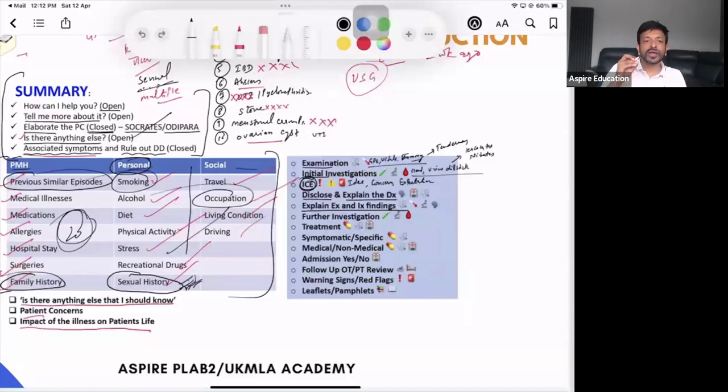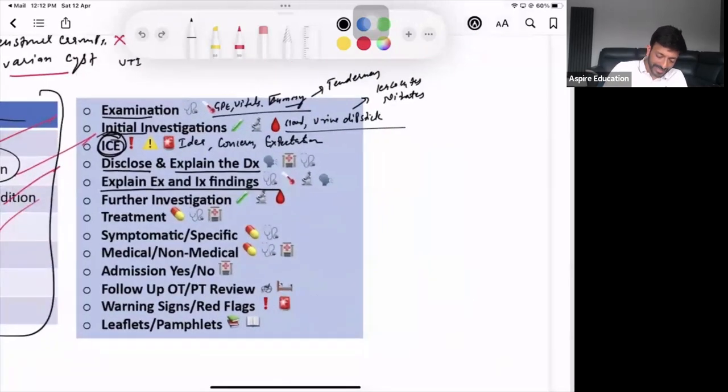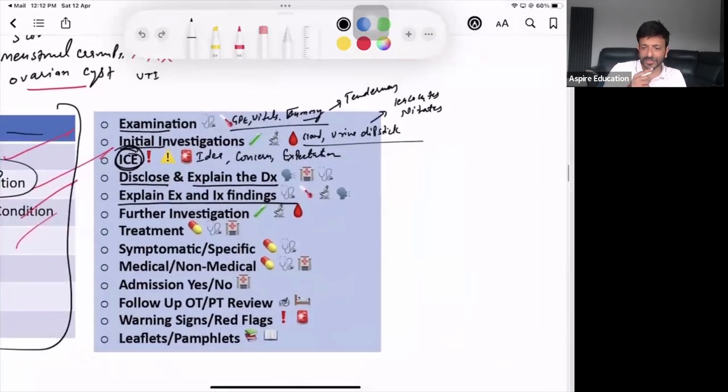So you can ask the patient, do you have any idea what's going on with you? Are you concerned about anything in particular? Is there anything else you are expecting from today's consultation? So these are the things that we do. Sometimes, when it's not very clear what the diagnosis is, and you do ICE, you ask the patient, do you have any idea what's going on? And they will give you the diagnosis. It's very surprising, but they will give you the diagnosis. How do they know about the diagnosis?